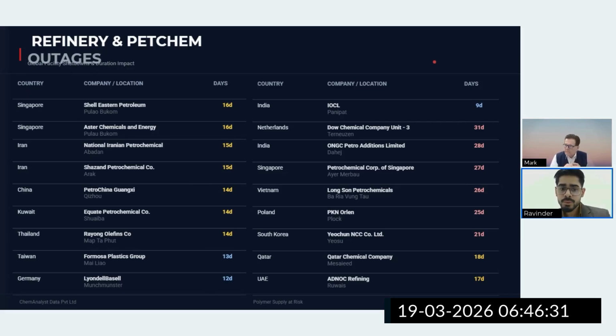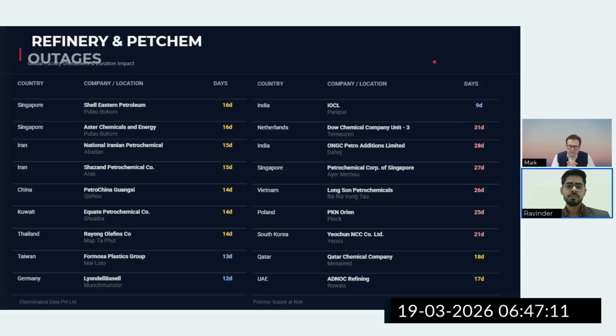But there are also other production plants in Germany, in Netherlands, and Poland. These plants have also reduced their run rate, or either they have shut down their production facilities for 25 days or a month, just because of the shortage of feedstock supplies, because the Middle East is one of the major sources of feedstock, including crude oil, including naphtha, and other downstream derivatives as well.